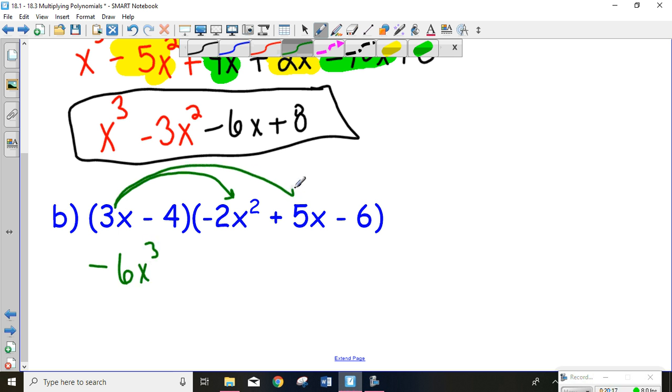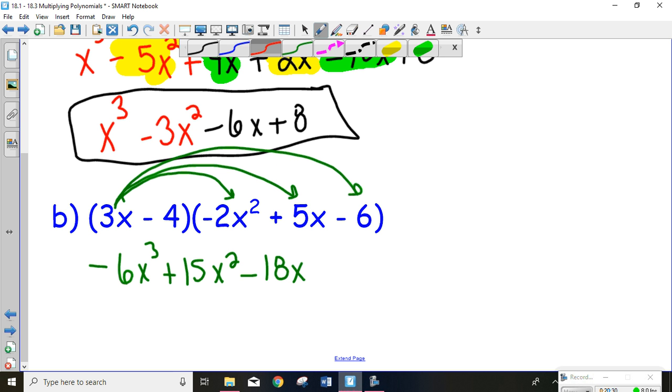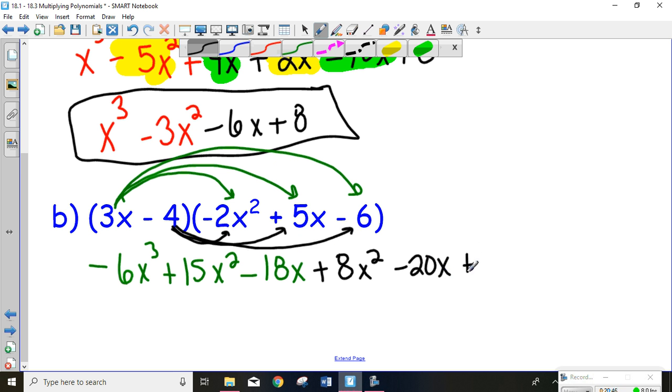I'm going to distribute the 3x times the 5. That's going to give me plus 15x squared. And 3x times negative 6 is negative 18x. Now I'm going to distribute the negative 4. Negative 4 times negative 2x is plus 8x squared. Negative 4 times 5x is negative 20x. And negative 4 times negative 6 is giving me a positive 24.